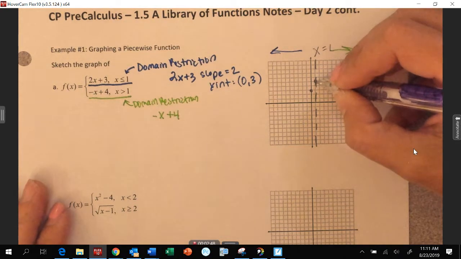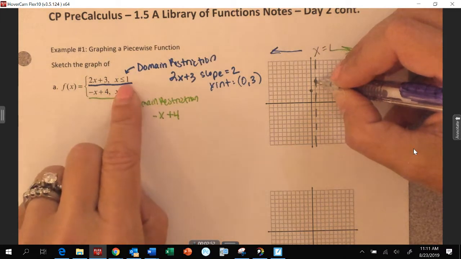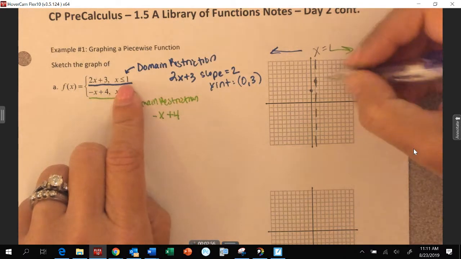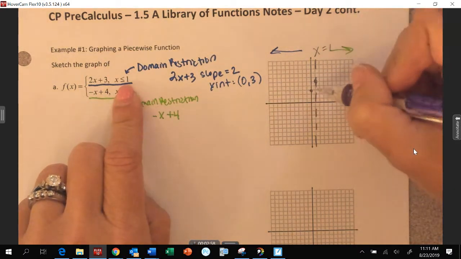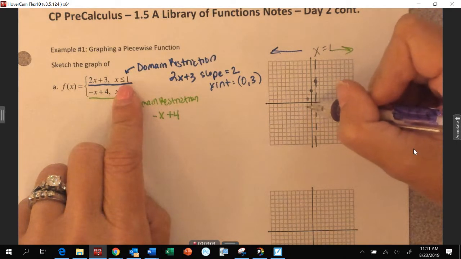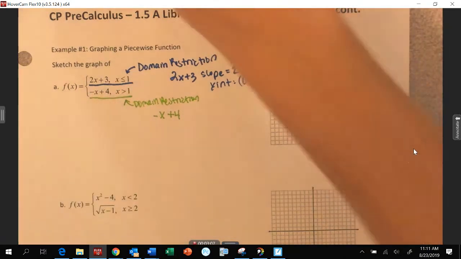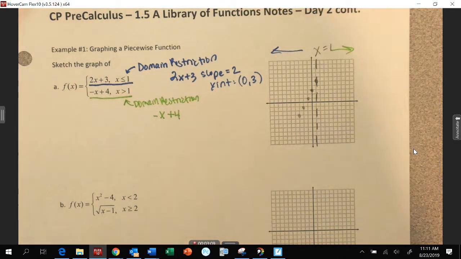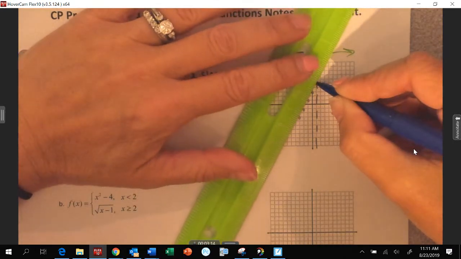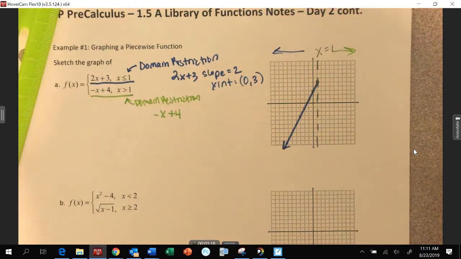But then I hit this border line. And according to this domain restriction, I cannot take the blue one to the right side. So I can only go to the left with the blue. So instead of going further, I'm just going to go down to the left, and finish my graph that way. And it is a line, so at this point I'm going to use a straight edge. And I'm only graphing it in the section that it should be in.